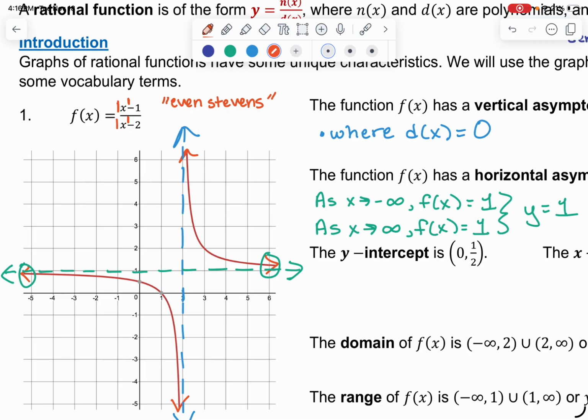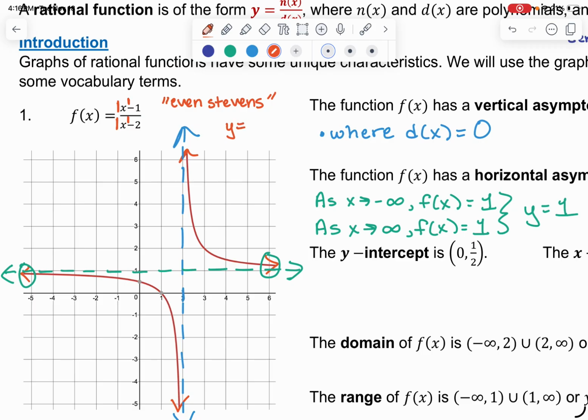Oh, my dog is barking in the background, sorry. Hey, Remy, stop, I'm in the middle of a video. Okay, and so we have x minus 1 over x minus 2. And so we're going to do... Remy, down. She must see a coyote or something outside.